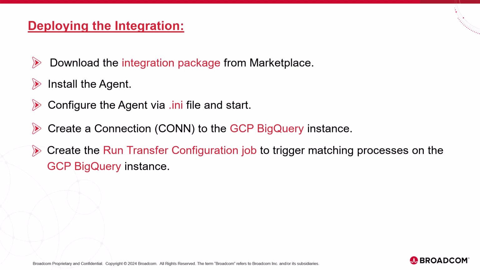We match these Automic Automation jobs to the GCP BigQuery run transfer configuration jobs, reference the connection object, and run it. We're able to supervise the jobs and their children, generate logs, and retrieve the statuses. The jobs can then be incorporated into non-cloud workflows.